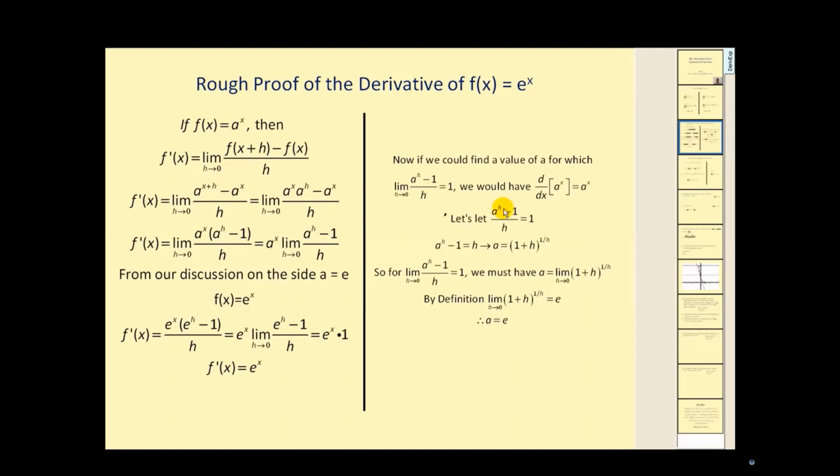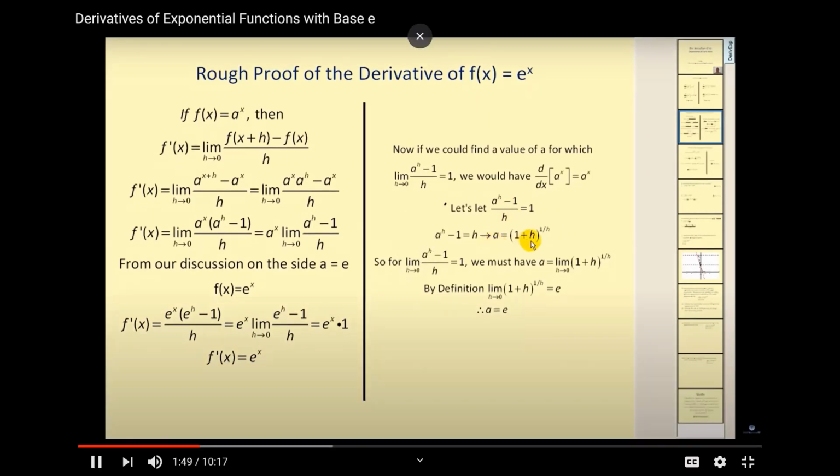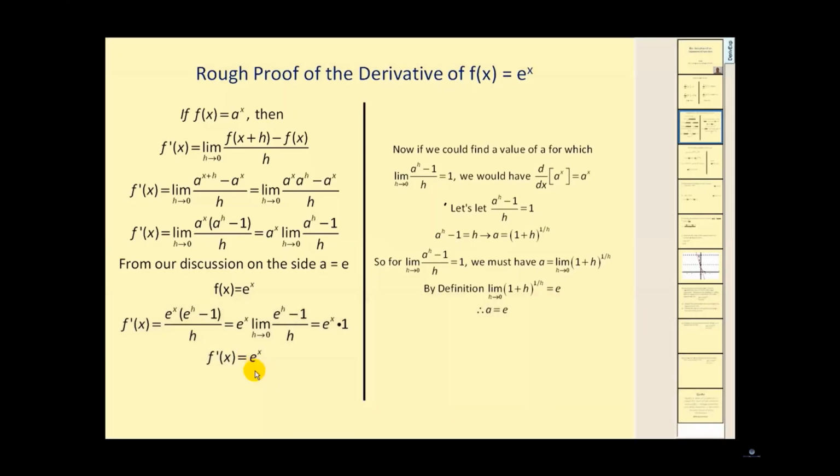Well, if we assume it's equal to 1, solve it for a to the h, and raise both sides of the equation to the power of 1 over h, we'd have a equal to this expression here, which we could then conclude that if this limit is equal to 1, then a would be equal to this limit here. And by definition, this limit is equal to e, therefore we have a equal to e. So when a is equal to e, going back over to the left side, we have the derivative of e to the x is equal to e to the x. Now you may want to pause and take a closer look at this proof, but that's the general idea.